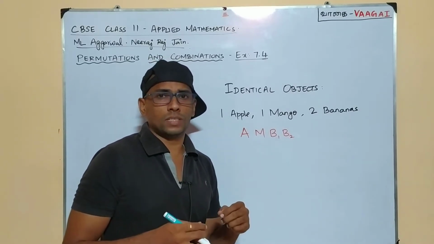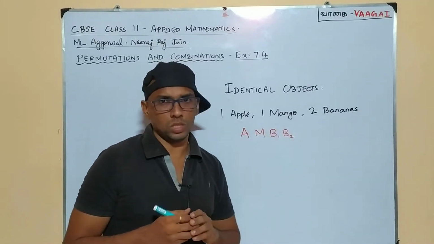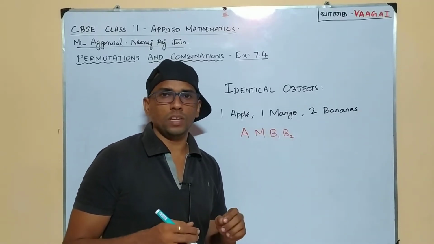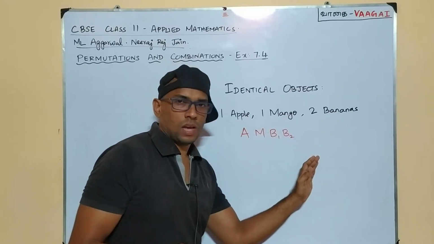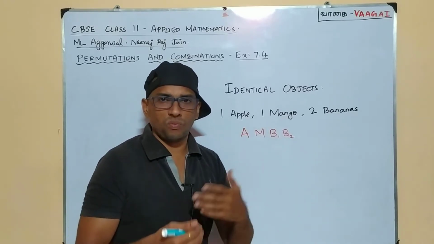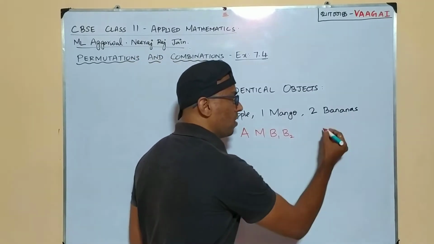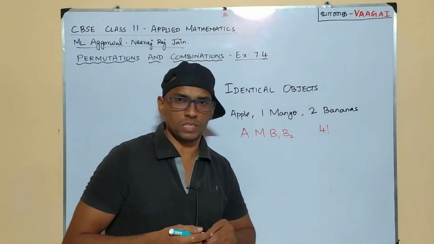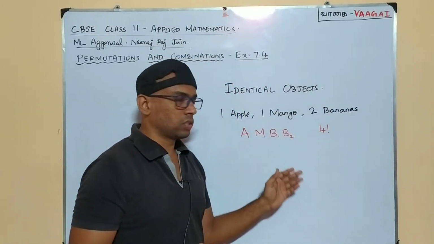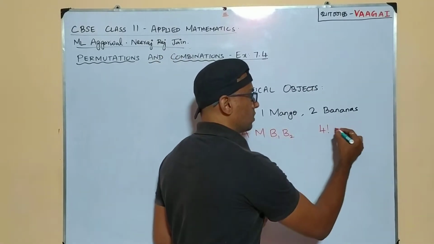Now, my question is, in how many ways can we arrange these 4 fruits? I think the way of answering this question is going to be very easy. There are 4 objects and we can arrange them in 4 factorial ways. Very simple. This is how we had problems in the previous exercise. So 4 objects, there will be 4 factorial ways. So my answer will be 24.